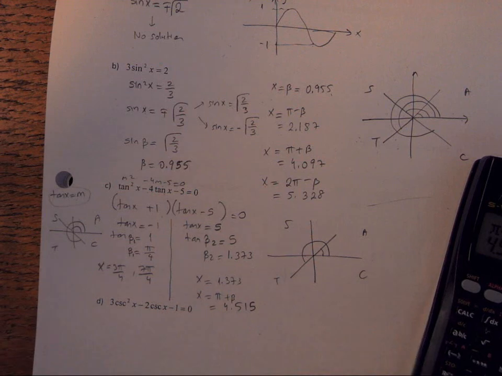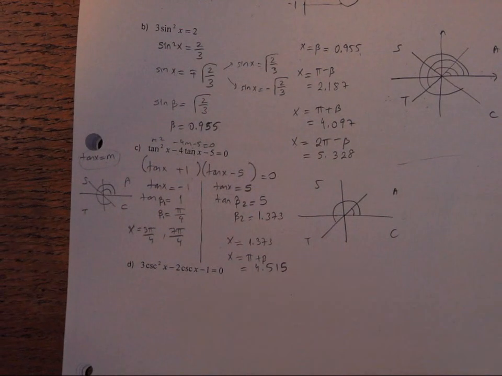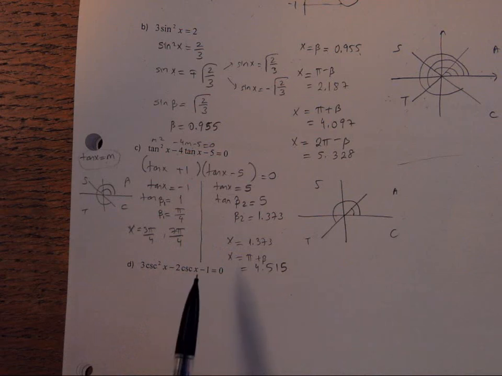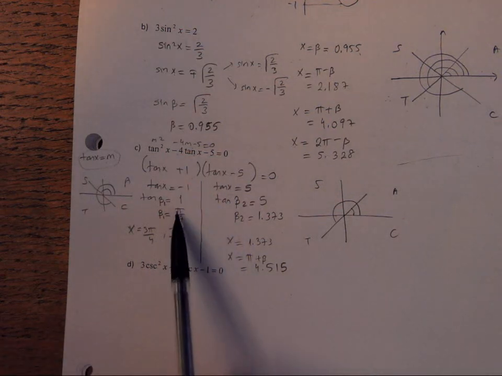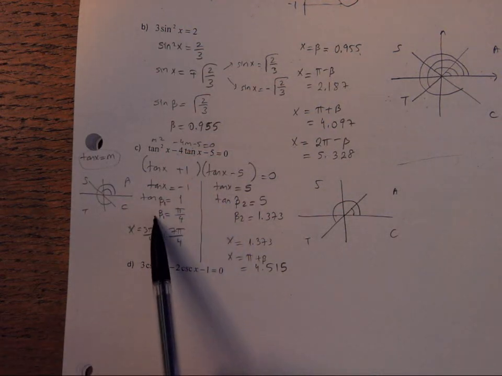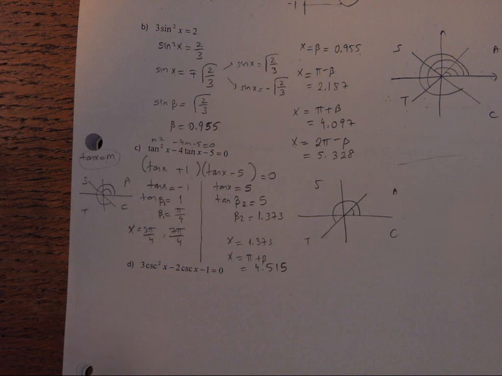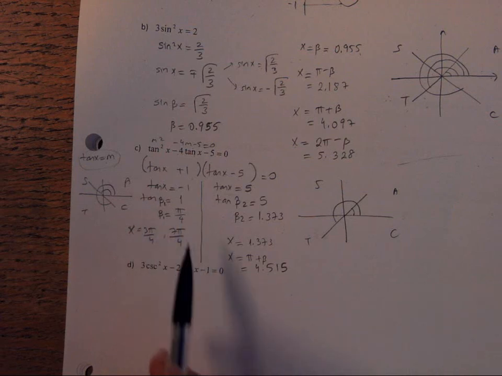4.515. So you have 4 solutions. So for this kind of questions, whenever you see that you can get special angles, you should do that. If it is not possible, then you get an approximate value for the angles. But if possible, then you get exact.